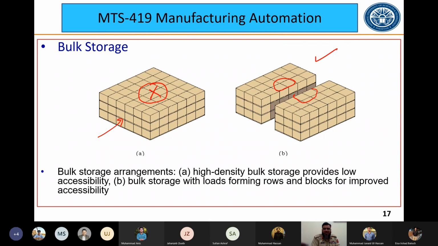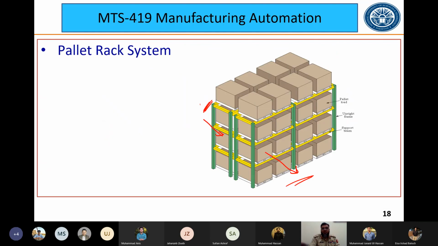बल्क स्टोरेज को मैं इस तरीके से बेहतर बना सकता हूँ कि I keep a way in between, so I can access the items which are marked red. I can access them easily. So the bulk storage जो है is something like this, but it can be stored in a fashion which can increase the accessibility. ये pallets हैं, आप इनको देख सकते हैं.